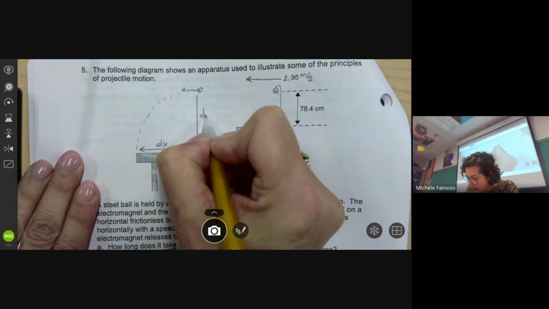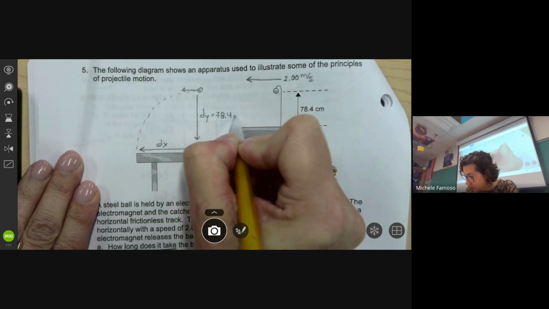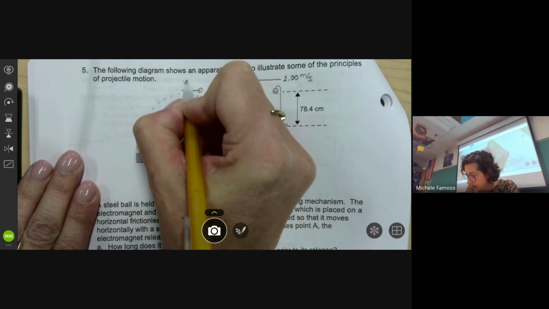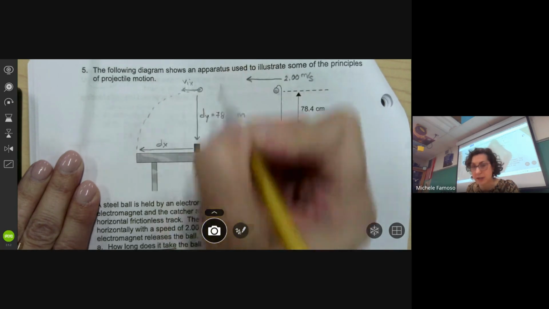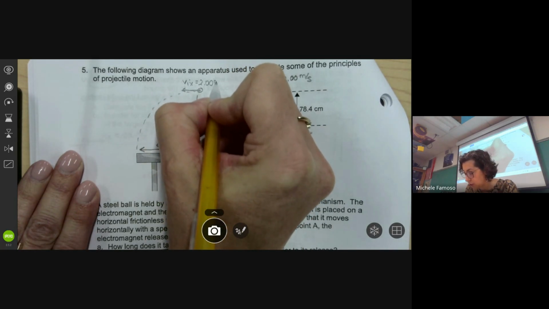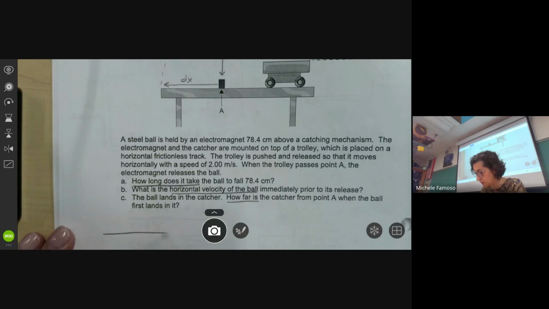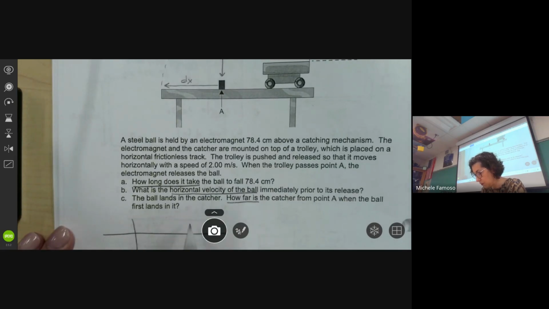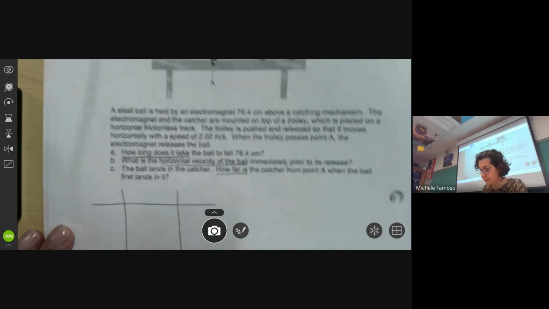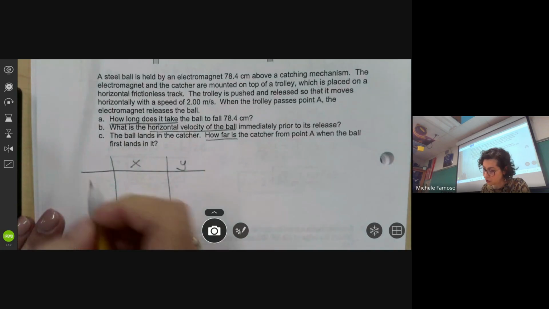That would be my dy, which we know is 78.4 centimeters. And this velocity is the initial velocity in the x direction, which we are told is 2.00 meters per second. All right, so let's go ahead and make our chart with our givens for this entire group question. Here's what I know about the x direction. Here's what I know about the y direction.